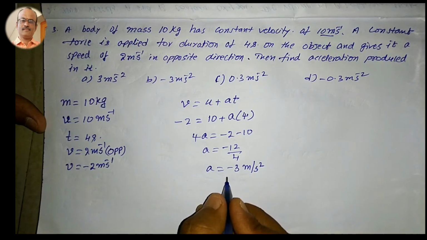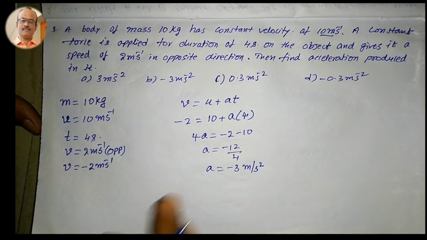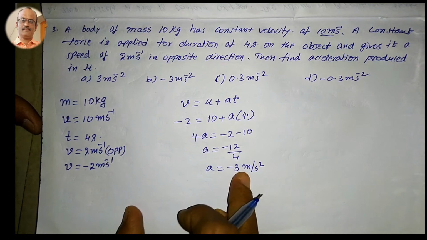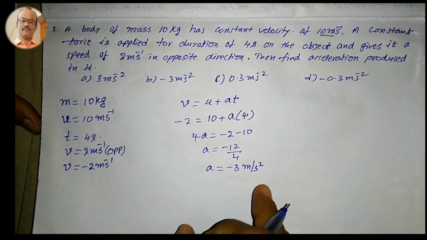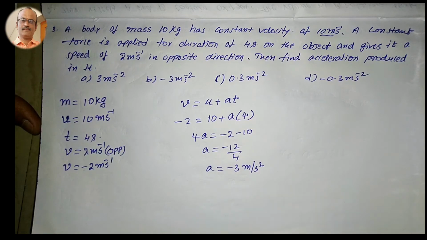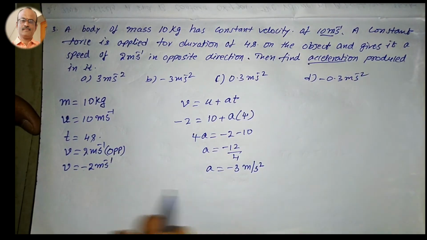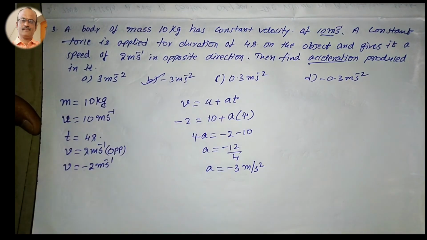So here we are getting retardation. Why? Because it is coming in the opposite direction. So the acceleration produced in it is minus 3 meters per second square. If you want to find the retardation, that is minus a, so plus 3 meters per second square. But they are asking only for the acceleration produced in it. So that's why option B is correct.